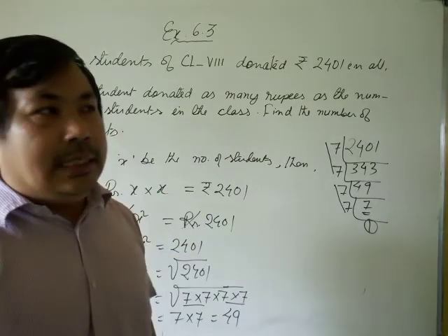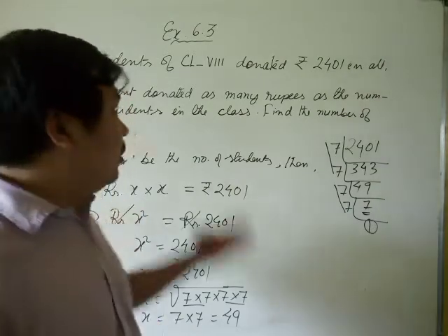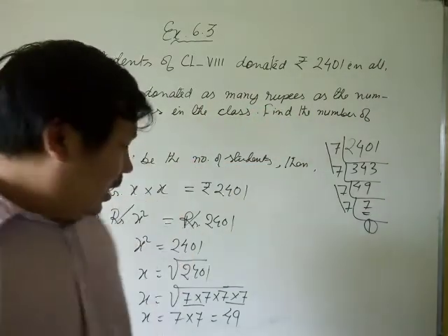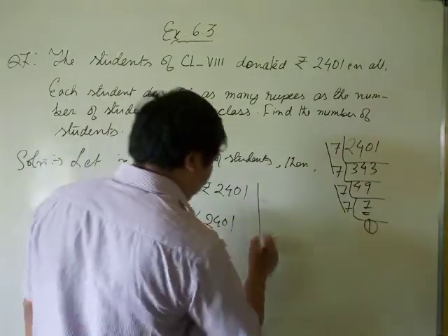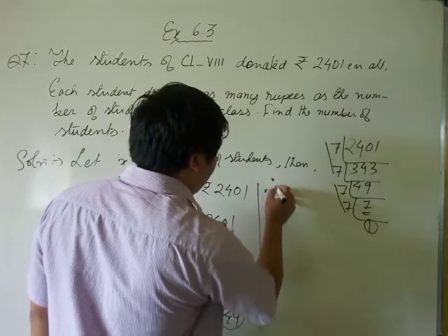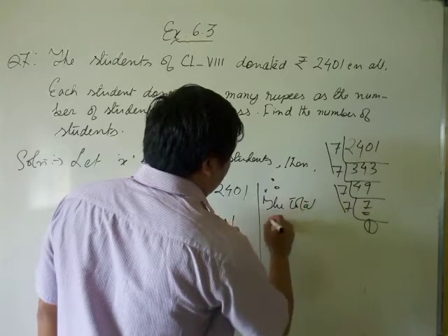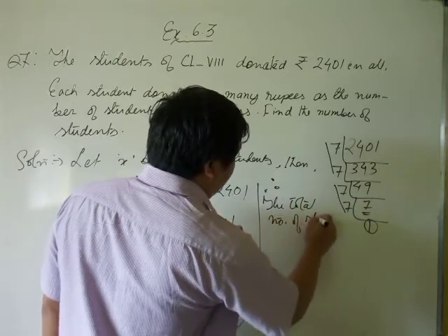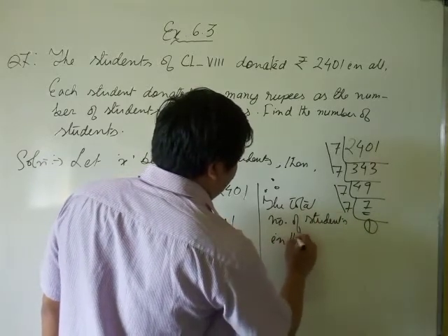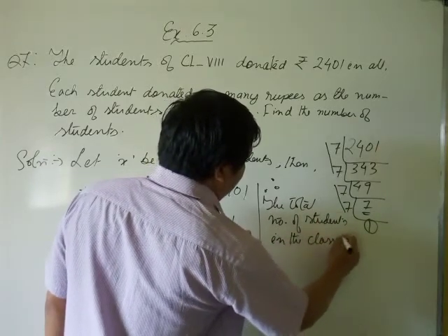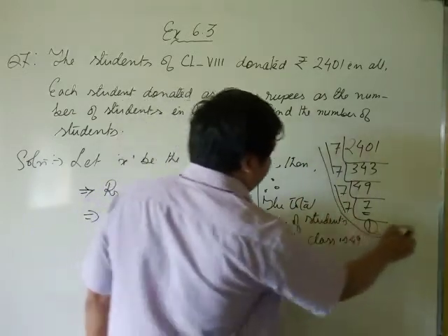To donate in the Prime Minister Relief Fund, it's written there in the question. Check the question. I'm just making it to solve. So this is the answer. Therefore, how many students are there? Therefore, the total number of students in the class is 49. That's all.